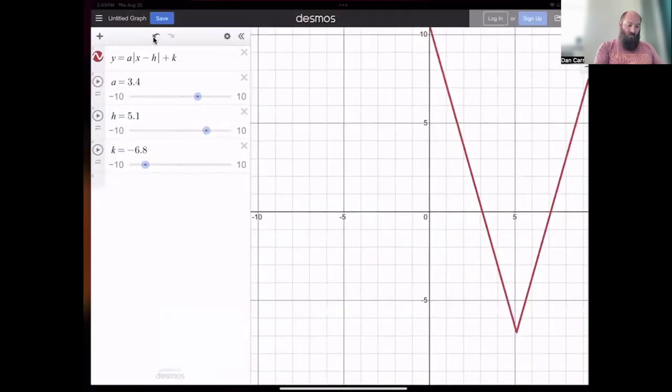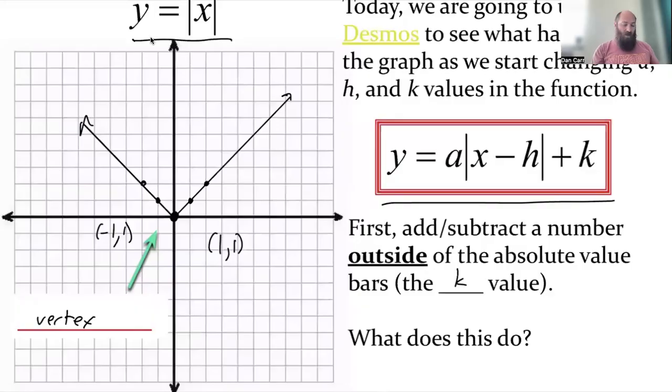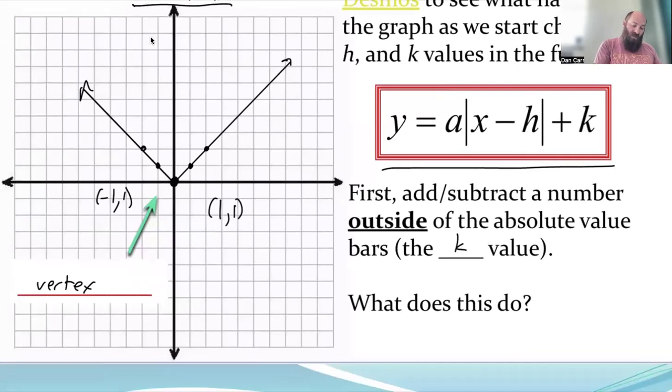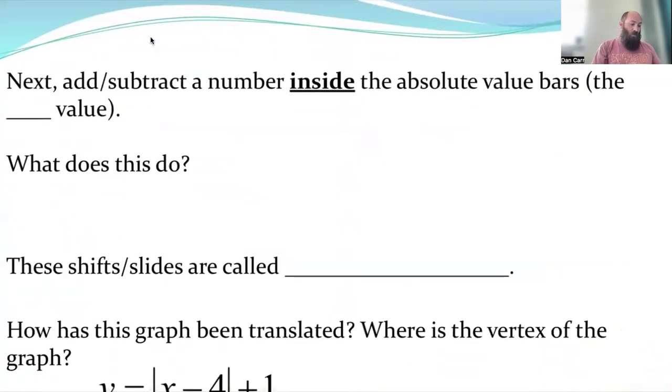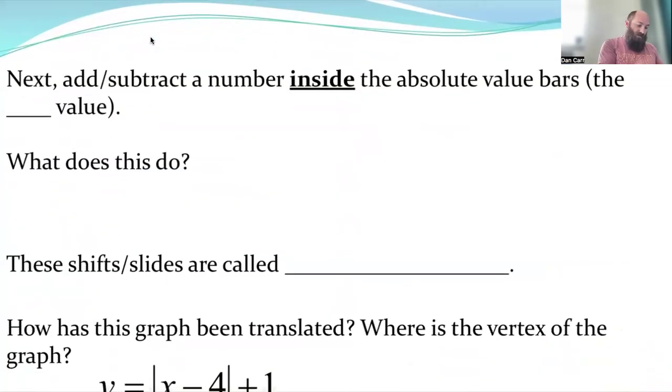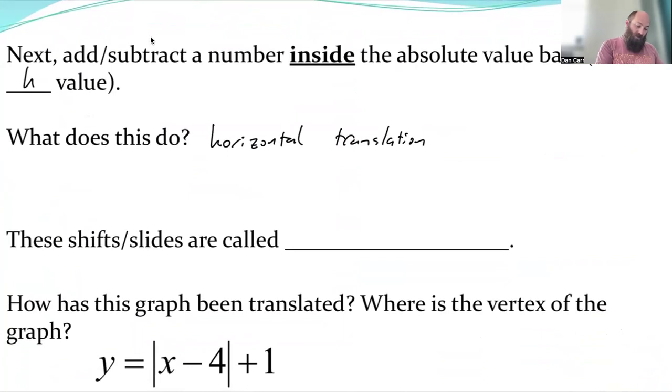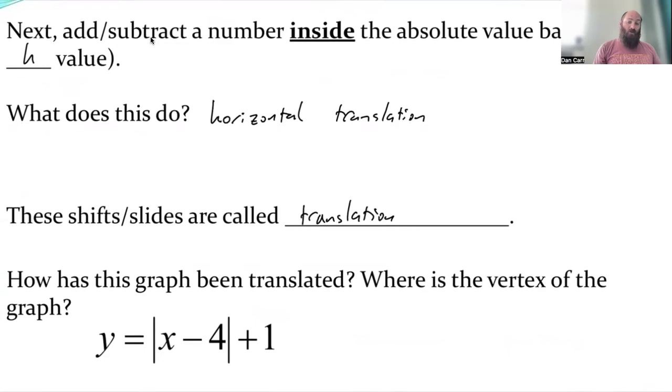So let's come back here and try that again. So we come back here so we can see what the k does. It does a vertical translation. That's the job of k. It moves it up and down. That is a vertical translation. When we add or subtract a number inside, this is the h value. This is going to be a horizontal translation. These shifts or slides are called a translation. Any kind of physical movement, up, down, left, right, that is a translation.